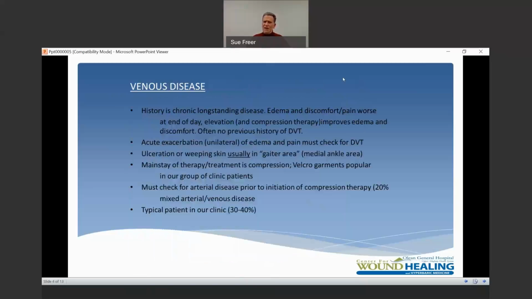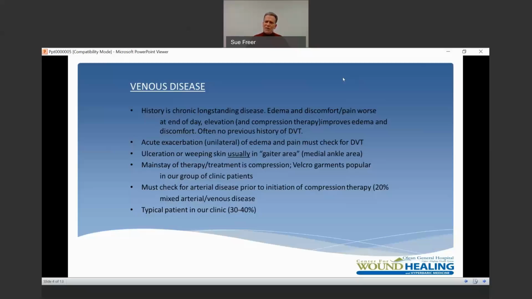So what do we normally see in venous disease? Typically, the patients who come to us, the history is chronic and long-standing. They'll usually have edema, maybe some discomfort and pain, tends to be worse towards the end of the day, and it tends to be improved if they would elevate their legs or use some form of compression therapy. Obviously, elevating and using compression therapy will relieve the edema. Most of these patients do not have a history of deep vein thrombosis, and the classic venous disease is really due to what we call venous insufficiency.